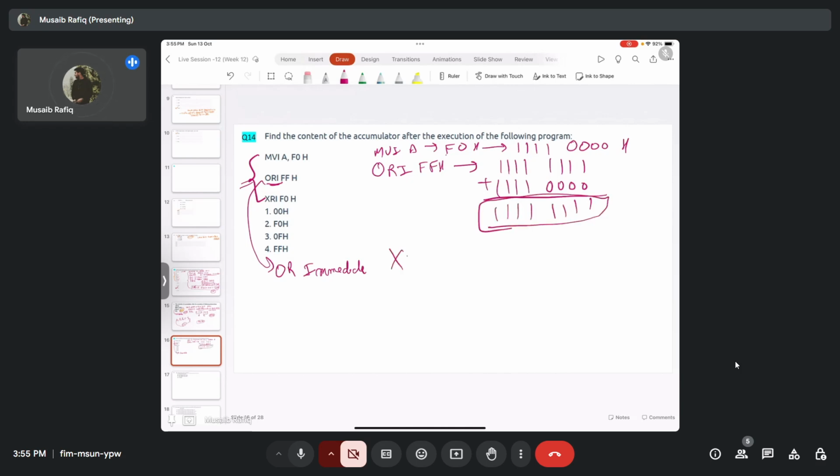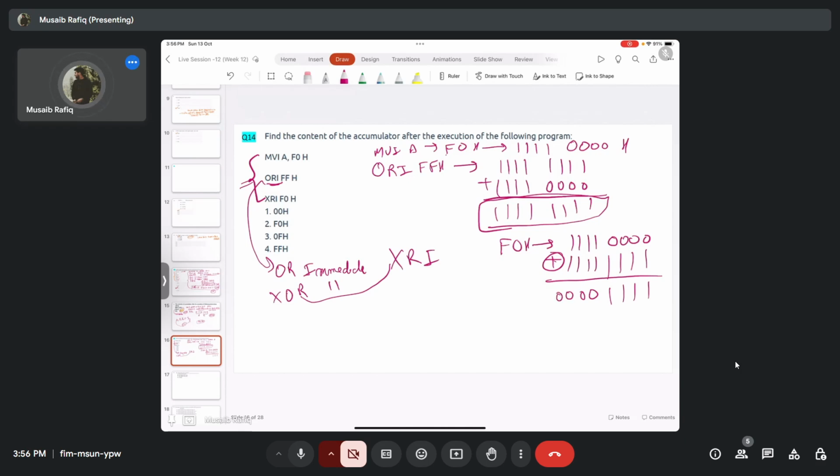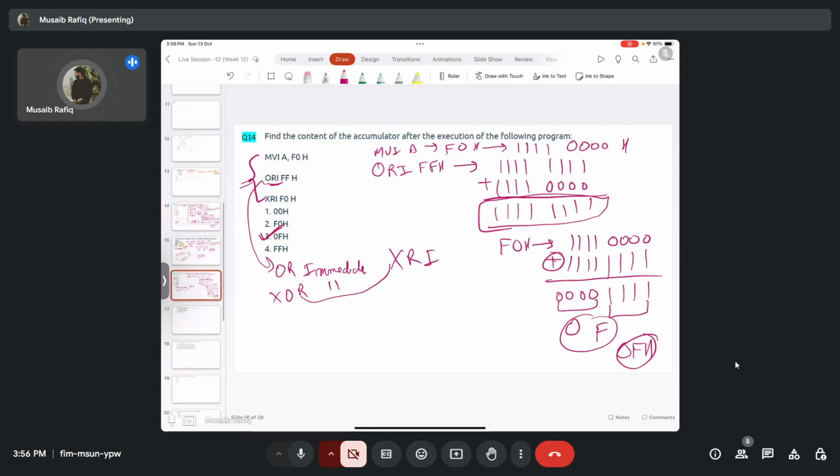Now I have XRI, so this is XOR immediate. So I have XOR F0, which is 1, 1, 1, 1, 0, 0, 0, 0. It's XOR with contents of accumulator, that is 1, 1, 1, 1, 1, 1, 1, 1. And when you do the bitwise XOR, it's 0, 0, 0, 0, 1, 1, 1, 1. So it is 0. This is F. So the answer will be 0F hex. That is option 3, as rightly done by one of the students.